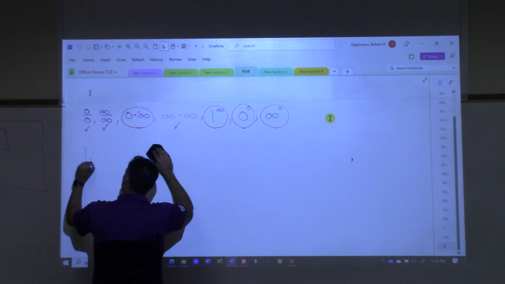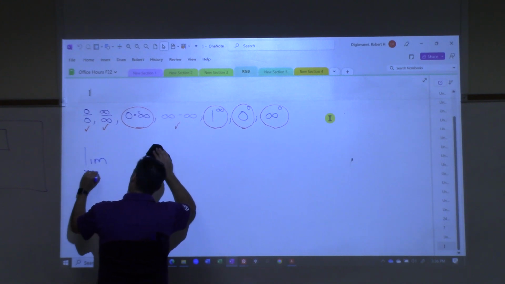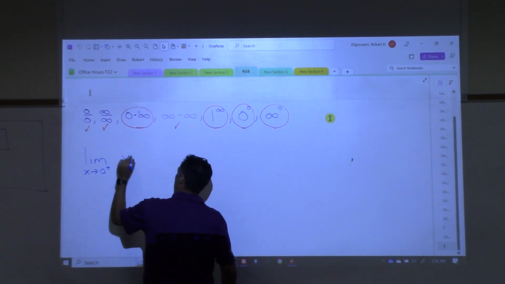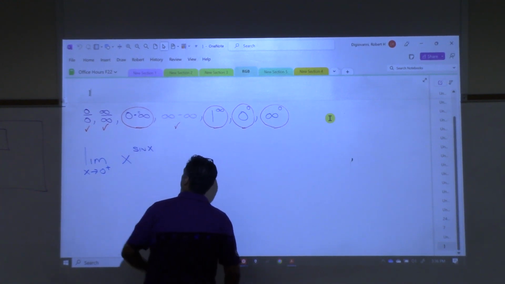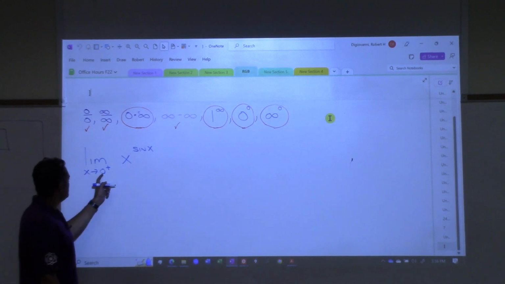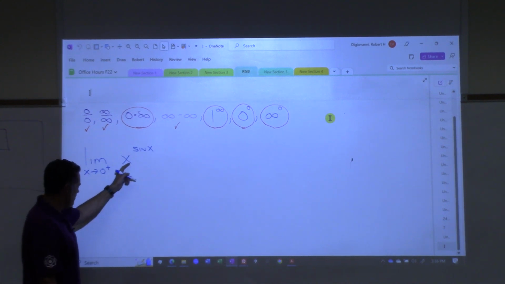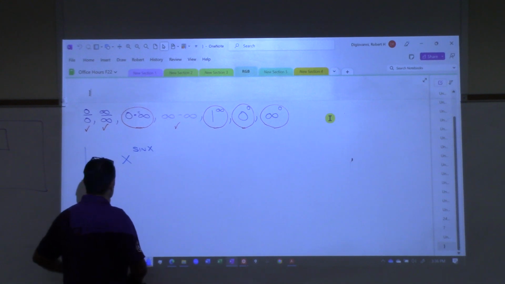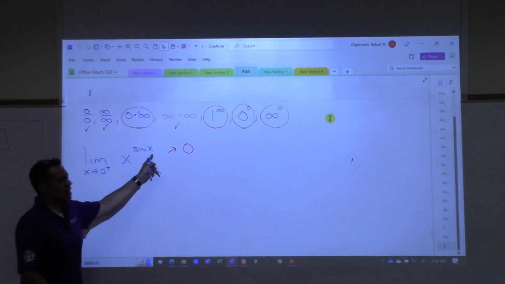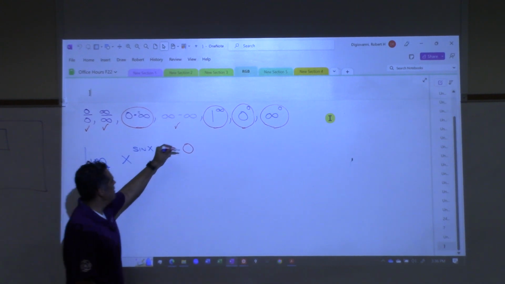Limit as x approaches 0 from the right of x raised to the sine x. Let's just see what's happening. If x goes to 0, what does the base of this want to become? 0. So this is headed to 0, raised to what power? Sine of 0 is 0, right?